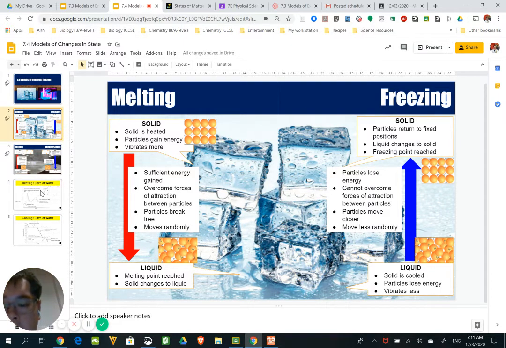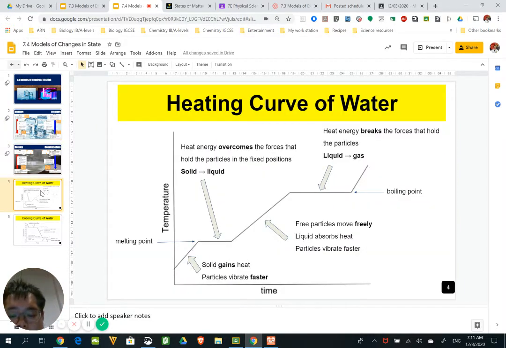Yeah. All right. So I will introduce to you two different types of curves, the heating curve and the cooling curve. Okay. So as you can see here, heating curve of water, for example. Now we have started at a very low temperature and you notice that as time passes by, your temperature increases. So this is how you read a graph. As time increases here, your temperature is also increasing. So if it increases this way, you can see the slope is going up. All right, this is the part where the solid gains the heat.